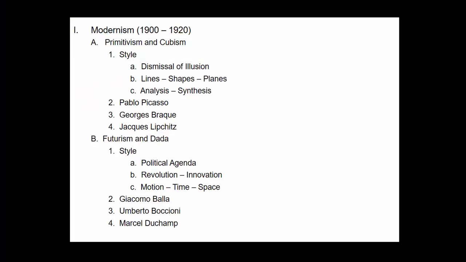Hello. In this lecture, we'll look at Primitivism and Cubism, and then separately at Futurism and Dada. These are two of the modernist movements from the first 2 decades of the 20th century. Modernism is an umbrella style or category that connects or encompasses several styles.